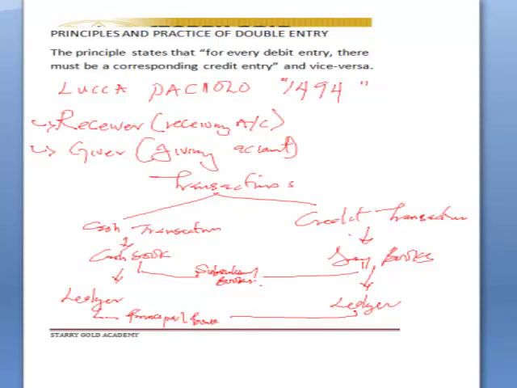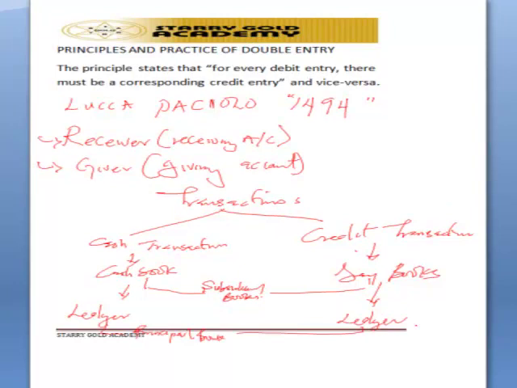So in recording the double entry principle, we must know the giver and we must know the receiver, irrespective of the transaction, whether it is a cash transaction or a credit transaction. We must be able to identify who is the giver and who is the receiving party. The double entry principle must be adhered to. There must be a giver and there must be a receiver.